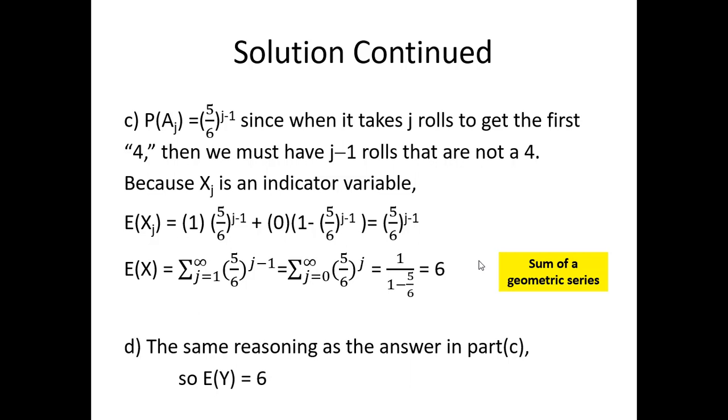Okay, and if we wanted to find E of Y, it's basically the same reasoning as in part C. So E of Y turns out to be 6 as well.